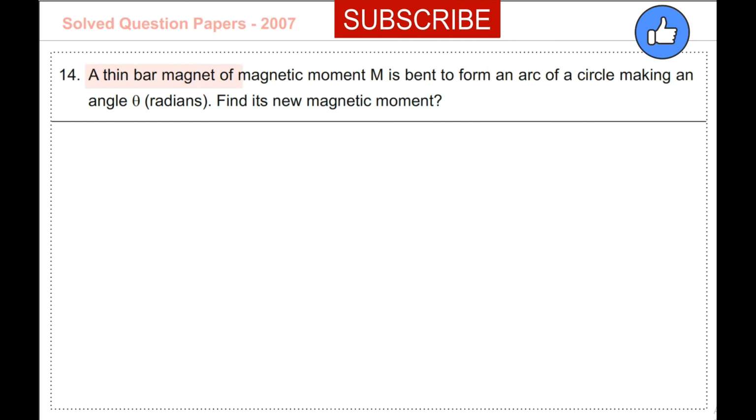A thin bar magnet of magnetic moment m is bent to form an arc of a circle, making an angle theta radians. Find its new magnetic moment.